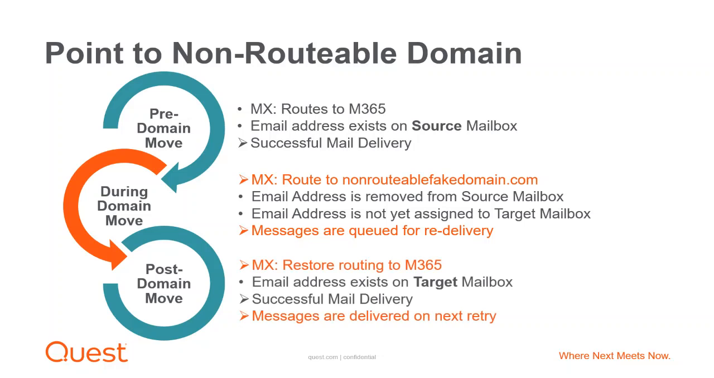Again, once the domain has been successfully added to the target tenant and objects, you can restore your original mail routing to M365. At this point, the messages will be successfully delivered to the target mailboxes on the next automated retry.